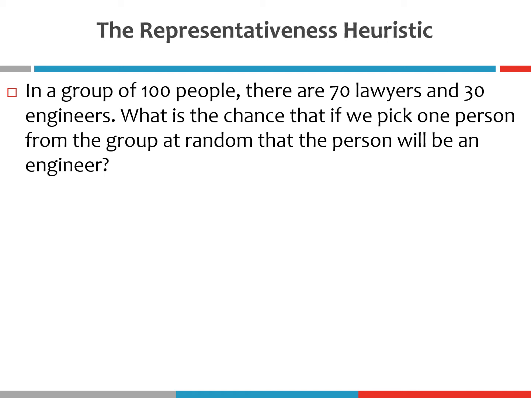So it says, in a group of 100 people, there are 70 lawyers and 30 engineers. What is the chance that if we pick one person from the group at random, that person will be an engineer, right? So participants given this problem correctly guessed that there would be a 30% chance of picking an engineer, right? However, for some participants, the following description of the person who was picked was added, right?